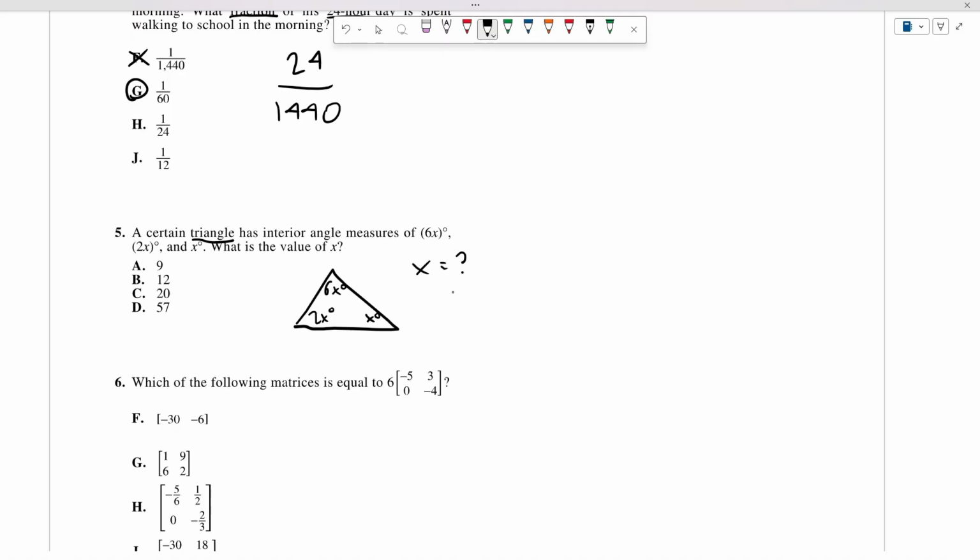Well, what do the interior angle measures of a triangle add up to? 180, right? So you can add all these up to 180. 6x plus 2x plus x, those angle measures are equal to 180 degrees. Then you can simplify like terms. You get 9x equals 180, and dividing by 9 on both sides gives you that x equals 20. Okay?